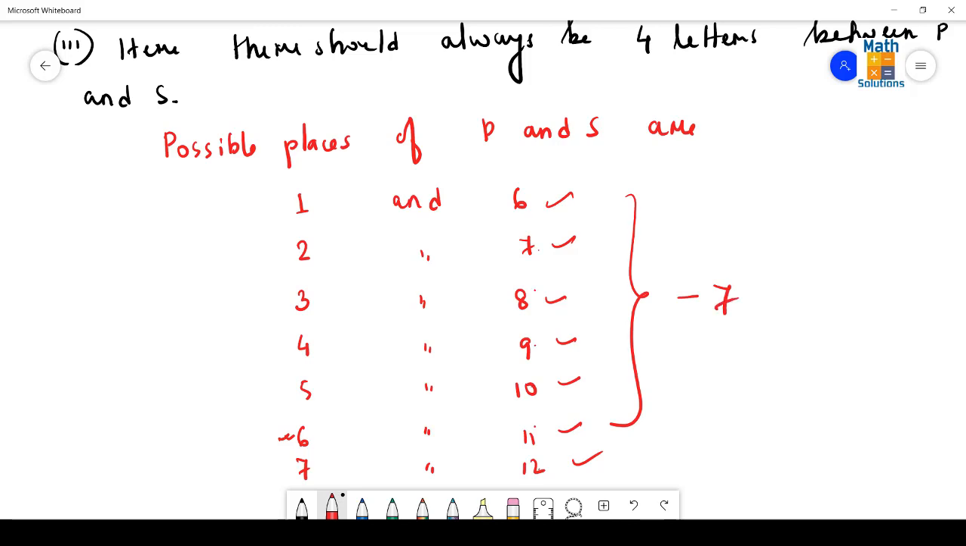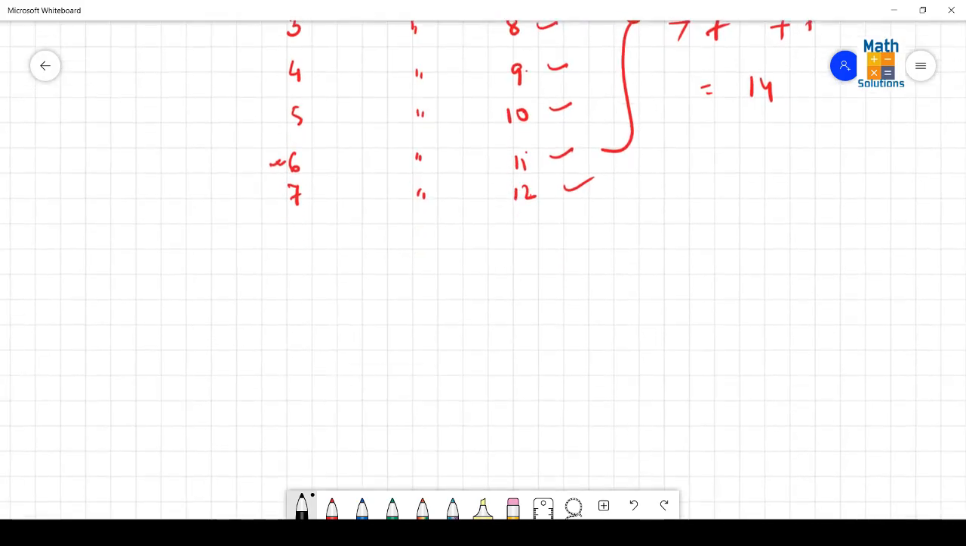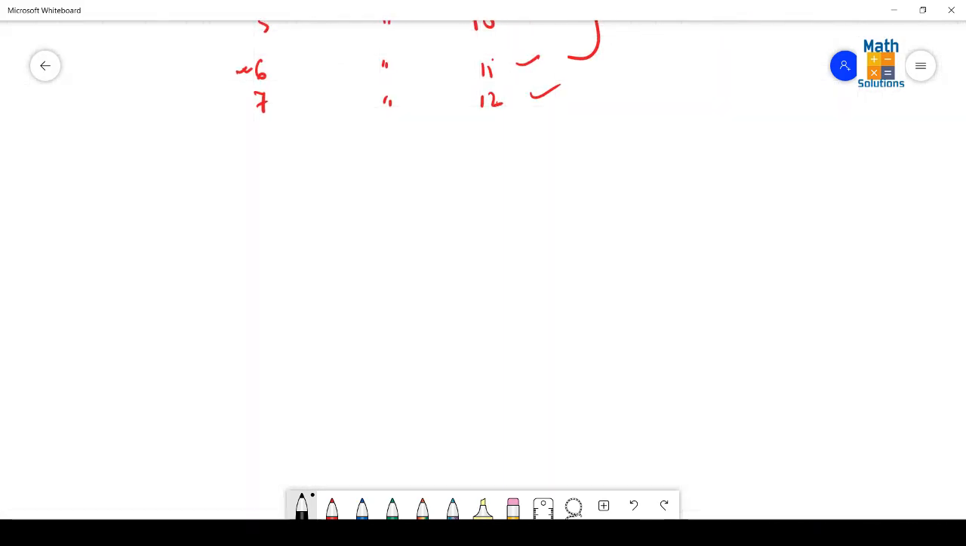If the places are reversed, suppose S comes to the first place, S is written before and P is written after. I mean to say, when the positions of P and S are interchanged, then similarly another 7 positions I am going to get here. So in total there are 14 possible cases when the places of P and S are interchanged. All these 14 ways are the ways P and S can be arranged to keep 4 letters in between them.